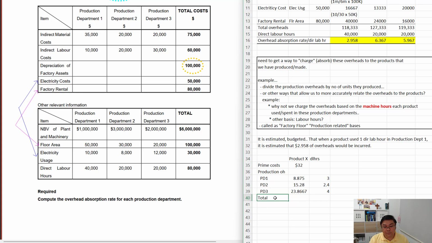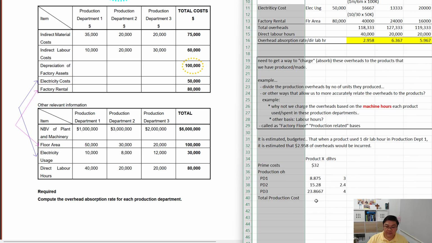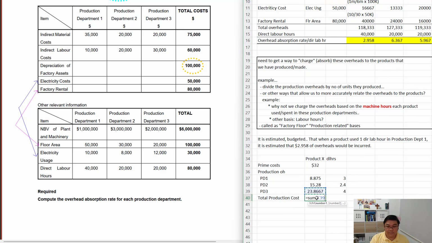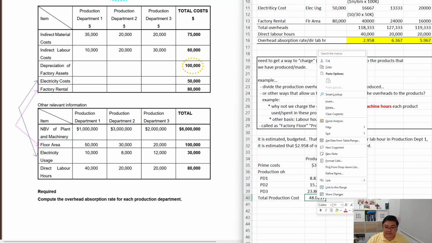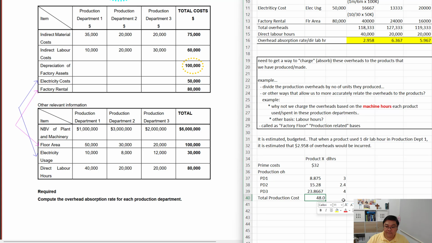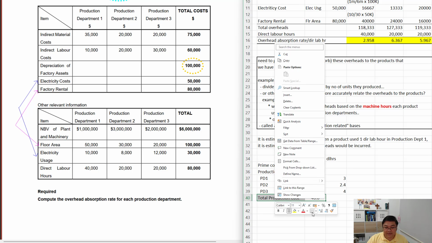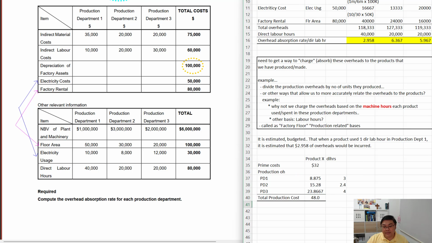So we would then be able to come up with the conclusion that the total production cost of this product X is actually $48. That's the total production cost that we're having. And based on the total production cost, we can work out how much is the total cost. We can use that to determine the pricing.